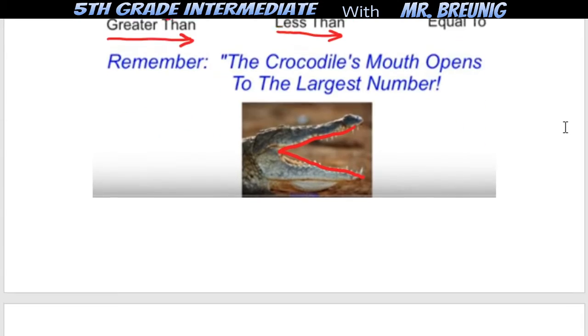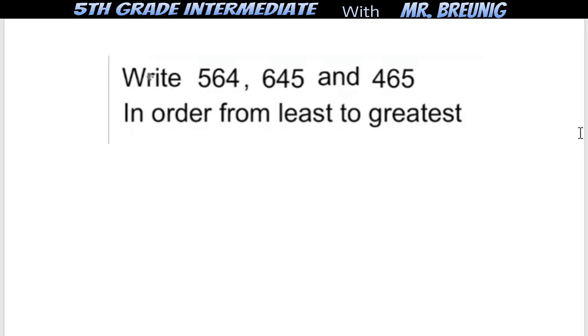Here we go. In this problem, we are asked to write 564, 645, and 465 in order from least to greatest. When we're given problems like this, I do want to point out that I don't want you to think that this is 564,645. We know that these are actually 3 different terms. When I put them in order from least to greatest, the one thing I want you to focus on is the first digit in each of the numbers.